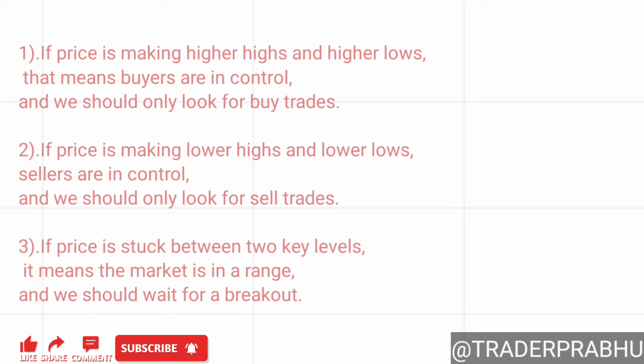Example: if price is making higher highs and higher lows, that means buyers are in control. We should only look for buy trades. If price is making lower highs and lower lows, sellers are in control and we should only look for sell trades. If price is stuck between two key levels, it means the market is in a range and we should wait for a breakout.